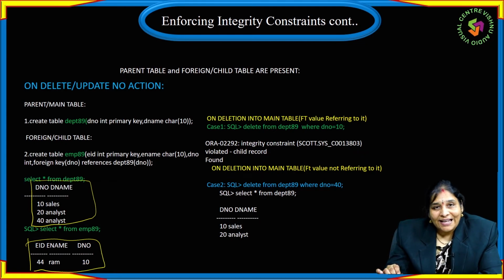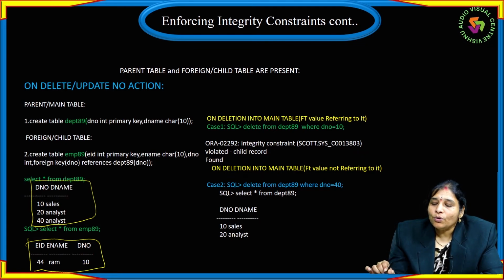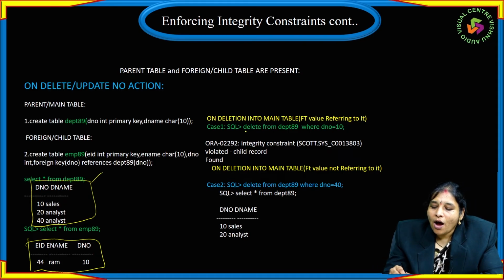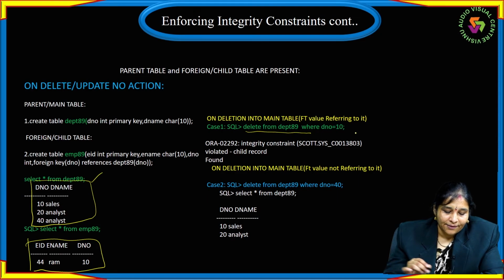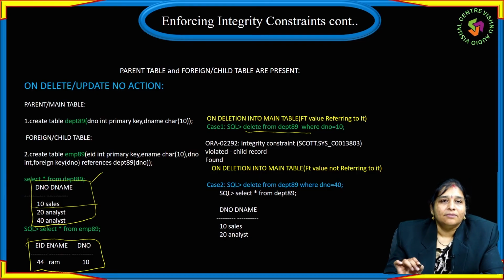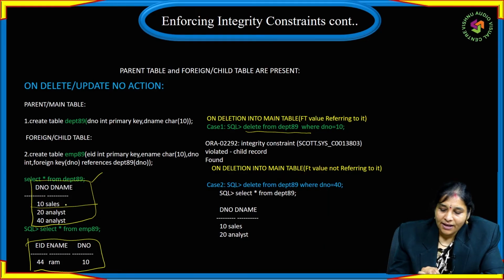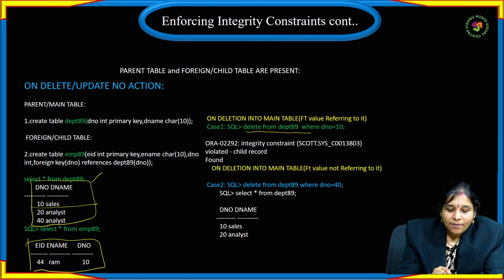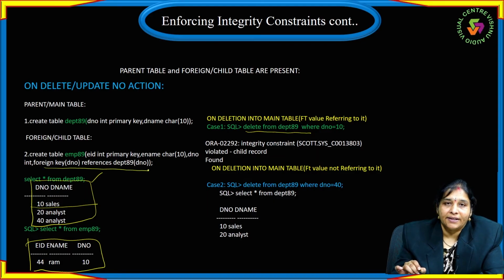When I try to perform deletions on the main table, what is my main table? Department 89. So I try to delete from department 89 where D number is equal to 10. What's happening? If I observe my table creation, in my employee table I have declared EID as primary key, ename as character, D number as integer, and foreign key D number references department 89 D number.